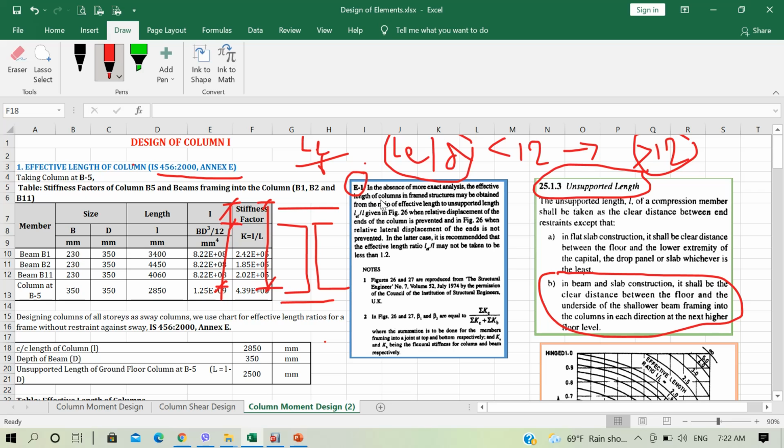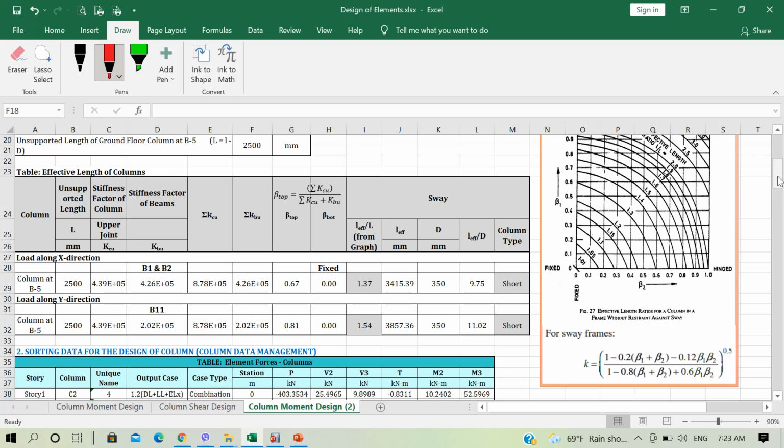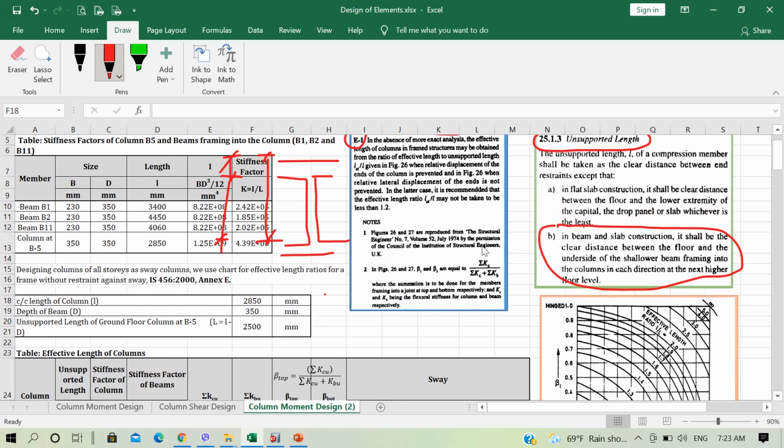That is, we have two graphs for two cases of either sway frames or non-sway frames. Sway frame means when the relative transverse displacement between the upper and lower ends of the column is not prevented. But when the relative transverse displacement between the upper and lower ends of a column is prevented, we call that frame to be braced against the side sway. But when that displacement is not prevented, we call the frame to be unbraced against side sway. And we have two different graphs for these two different conditions, but we take the graph for sway frames by considering that all our frames in our building is sway.